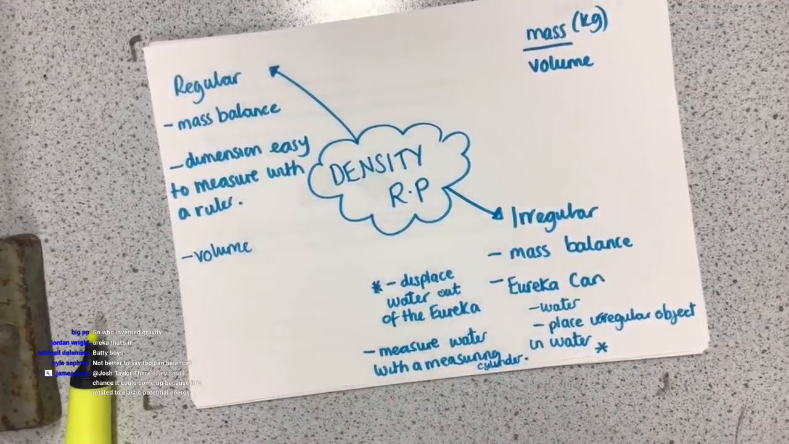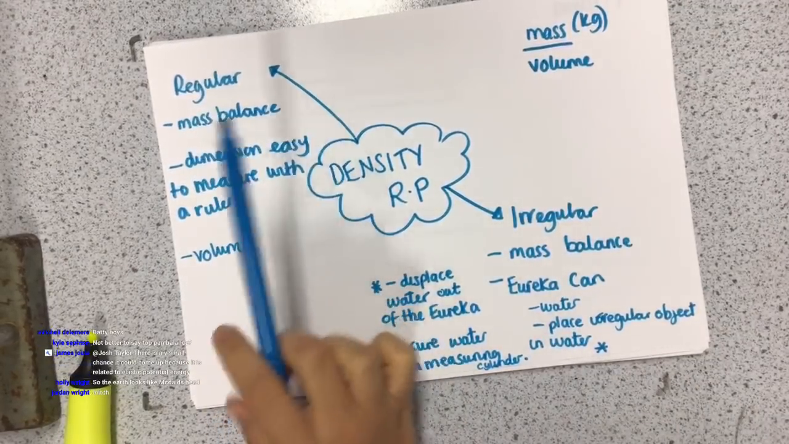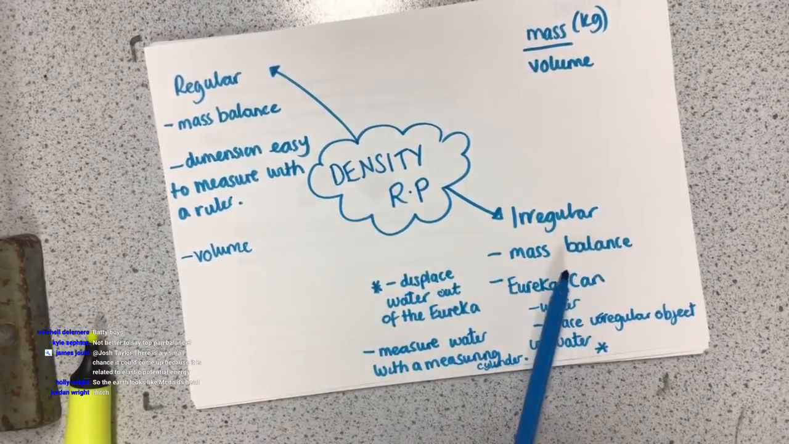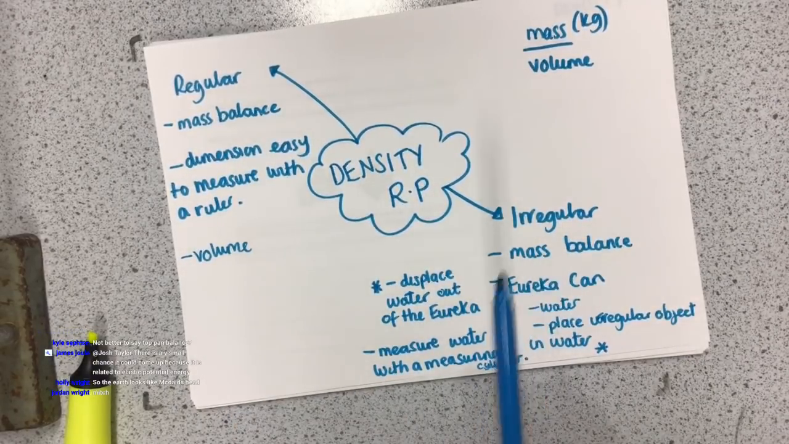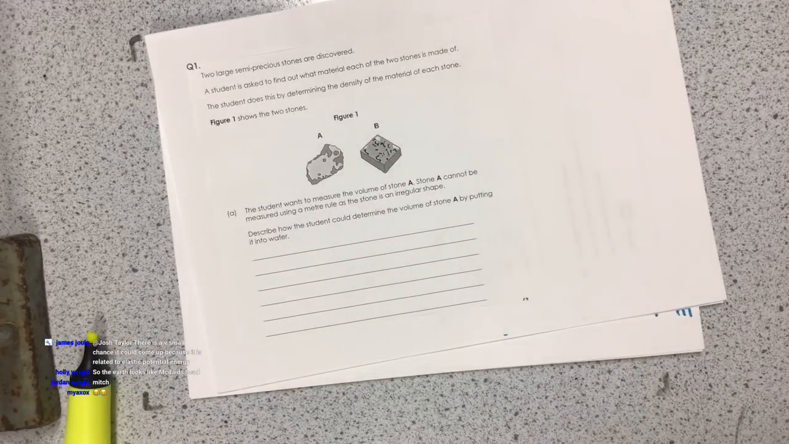Okay, so two ways of doing it depending if you've got a regular shape. Remember, a regular shape is one where you can measure the dimensions with a ruler. Irregular, you can't. So that's where you have to use your Eureka Can. If we quickly look at an exam question then.